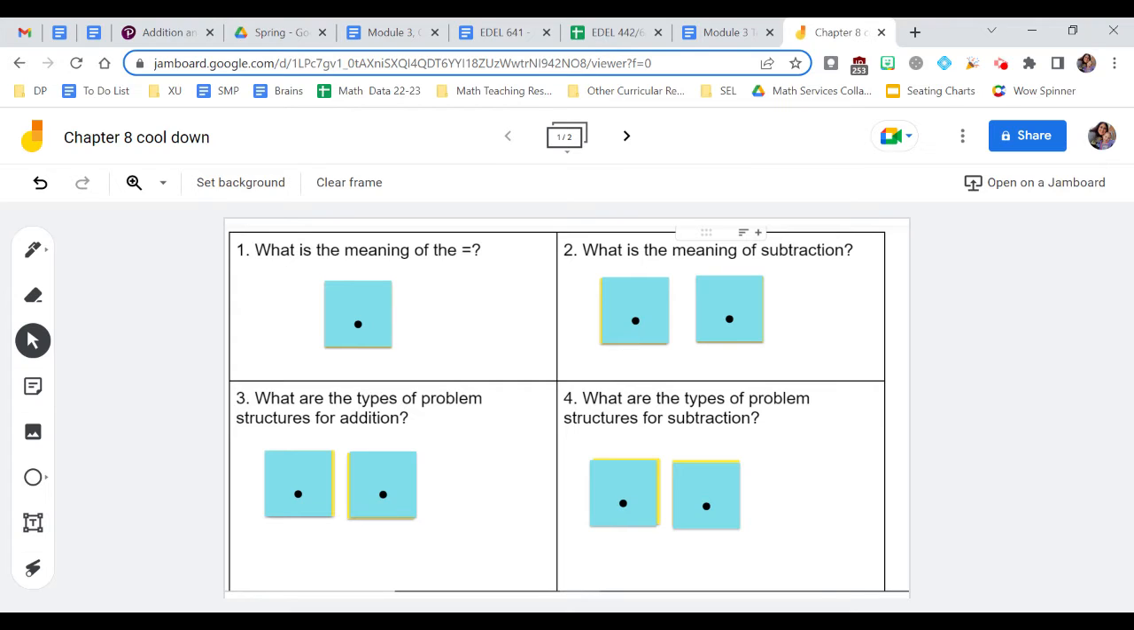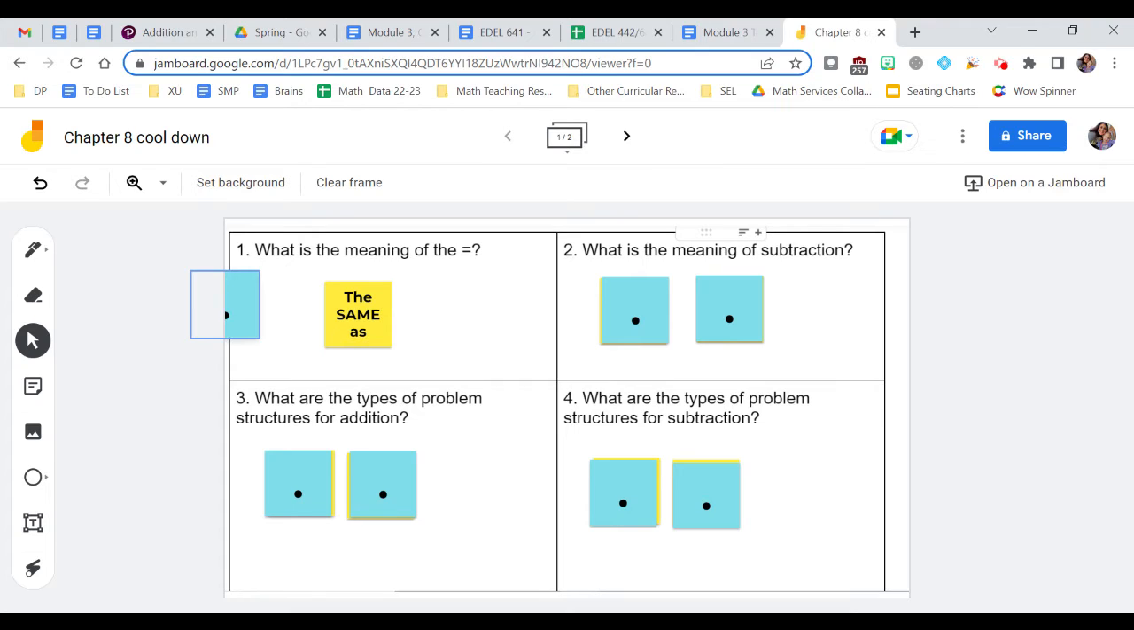So here we go. Question 1, what is the meaning of the equal sign? You should have something like the words the same as. So remember, our equal sign doesn't tell us to do anything. It just tells us that this side is the same as that side.